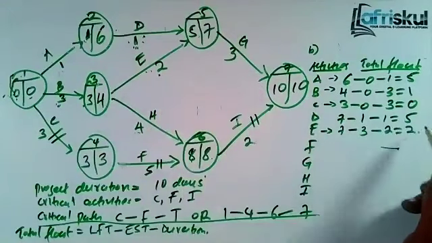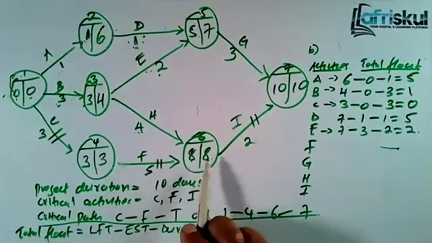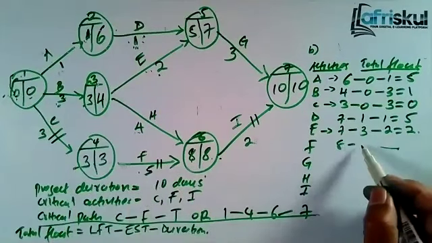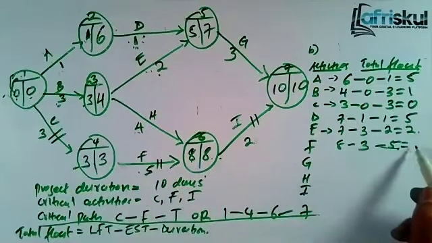You get 2. F, here we have F. So it will be 8, 0, 5. So it will be 8 minus 3 minus 5. You get 0.